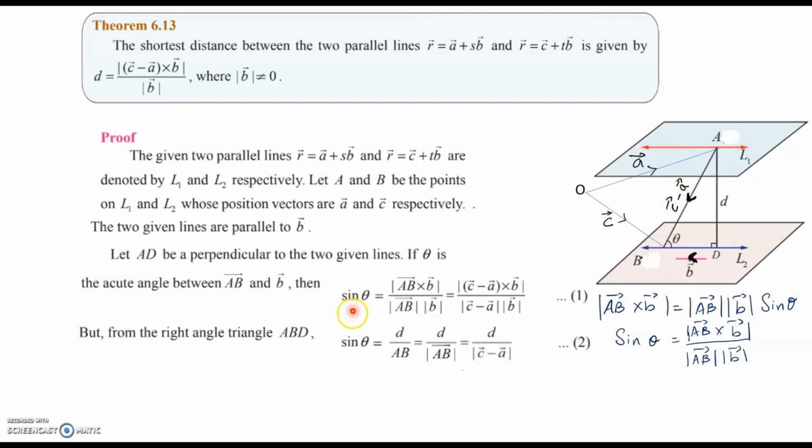Now you can see that this sine theta here and sine theta here, so we can equate these two lines, or say these two equations. When we equate these two, C minus A is common to both, so we can eliminate it. So vector D will become equal to this numerator here divided by the magnitude of B. So that is our D. D is the shortest distance between these two parallel lines, where the B vector cannot be equal to 0 as its magnitude.